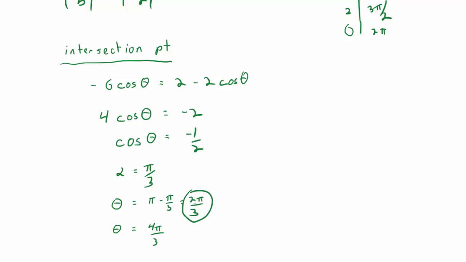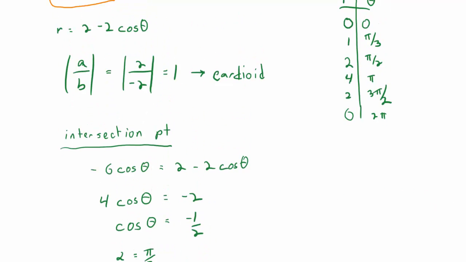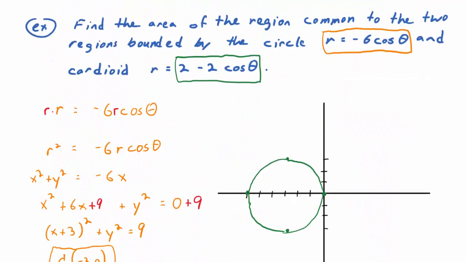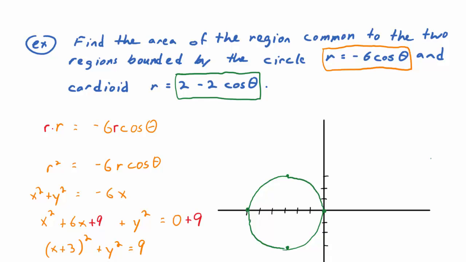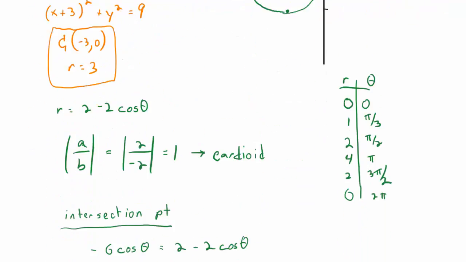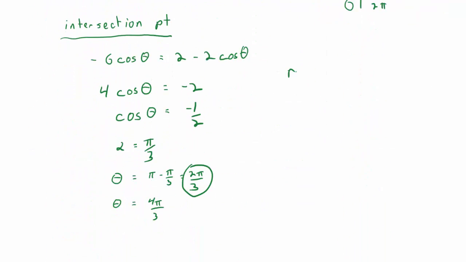Okay, do we know what r is? It'd be nice to know what r is, just for graphing purposes. So how could we get r if we know theta? Which one do you want to plug it into? Which one's the easier one? Probably that one, right? Negative 6 cosine theta. So r equals negative 6 cosine theta.